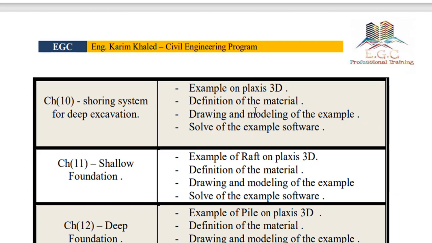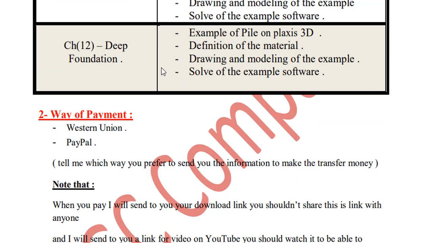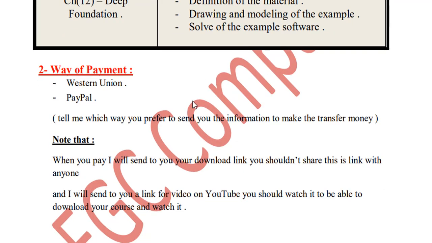Shoring system for deep excavation: an example on Plaxis 3D, with definition of the material, drawing and modeling of the example, and solving in software. Shallow foundation: an example of a raft on Plaxis, with the same steps. Chapter 12, deep foundation: an example of a pile on Plaxis 3D, with definition of the material, drawing and modeling of the example, and solving in software.